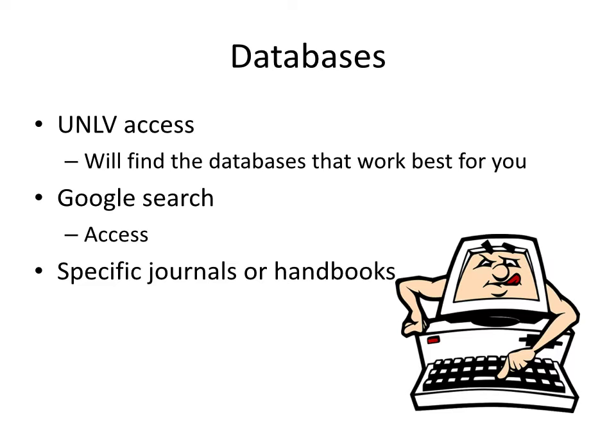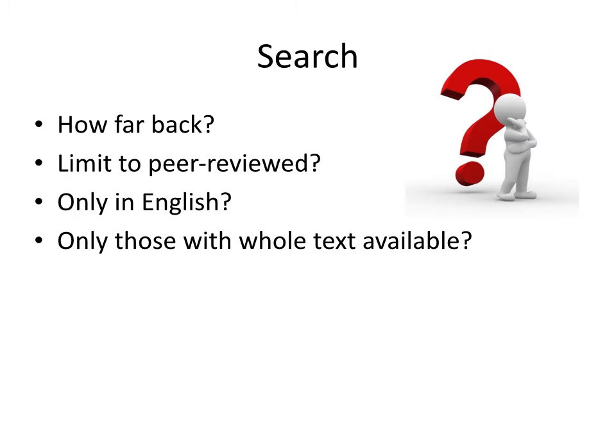The databases are probably a lot more efficient because they're set up to do exactly what you need them to do. Some journals and handbooks have indices and online resources also that can help you to find articles that you need. A couple of things to keep in mind as you search so that you can filter. How far back are you going to go? Are you going to go back to the fellow with the stone tablet, or are you going to keep it more current? Are you going to limit your search to just what's been peer-reviewed or refereed journals?